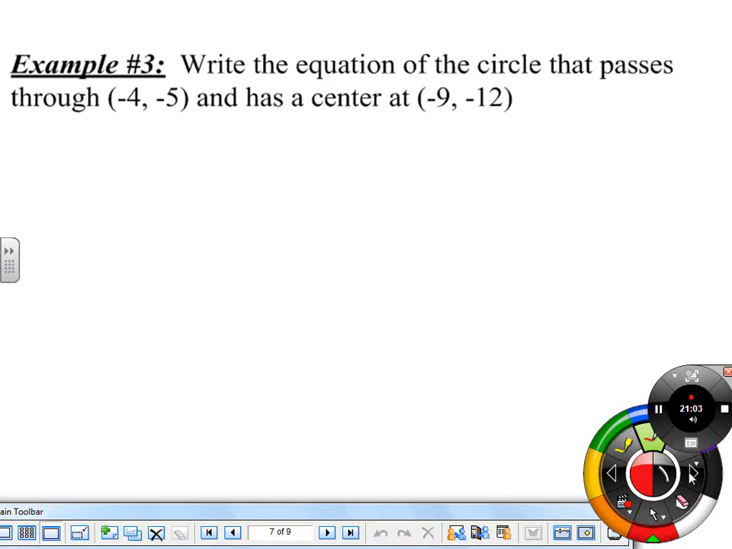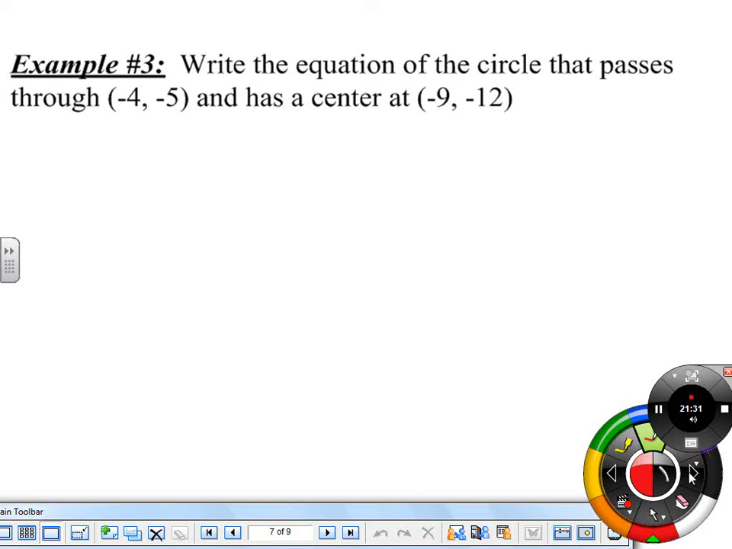All right. The next thing I want to do, and again, I'm going to give your groups a couple minutes to think about this. Write the equation of the circle that passes through -4, -5, and has a center at -9, -12. Okay, so you have a key piece of information. What would I consider a key piece of information up here for our circle equation? Grant? Good, the coordinates of the center. Key, right? Totally something we can immediately plug into what we want.